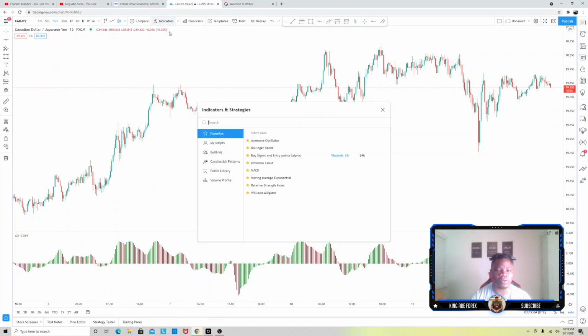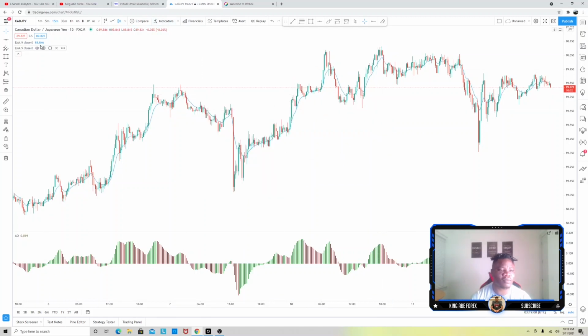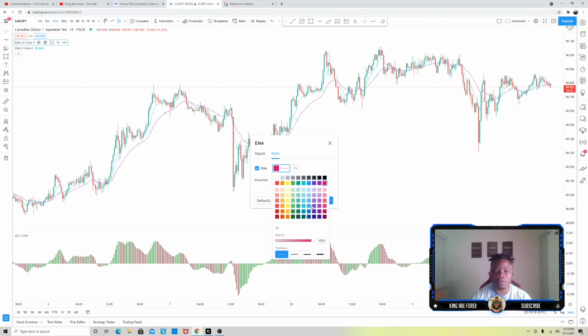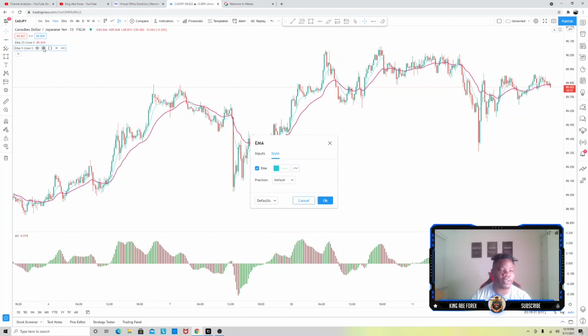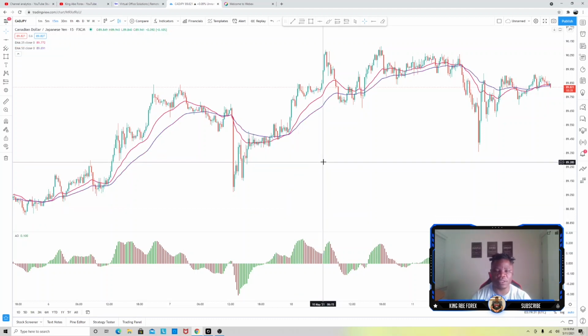We go over here and add the two moving averages. The first one we're going to change to 25, and you can change the color if you want to. For the second moving average, we're going to change that to 50, and then once you're done you click OK.